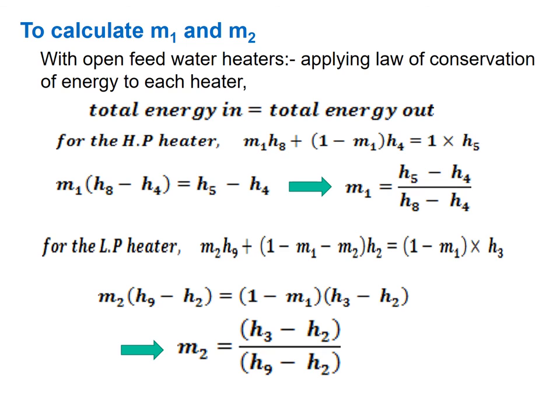So this is for only a single feed heater. If it is a double feed heater, you have to find m2. That is for the low pressure heater. You will have a high pressure heater and a low pressure heater. These two, m2 h9 plus (1 minus m1 minus m2) h2, are input. (1 minus m1) into h3 is output. If you simplify this, you'll get m2 equal to (h3 minus h2) by (h9 minus h2). This is for a two feed water heater. And if you are using a single feed water heater, this is the formula to find the mass. This is for the open feed heater.